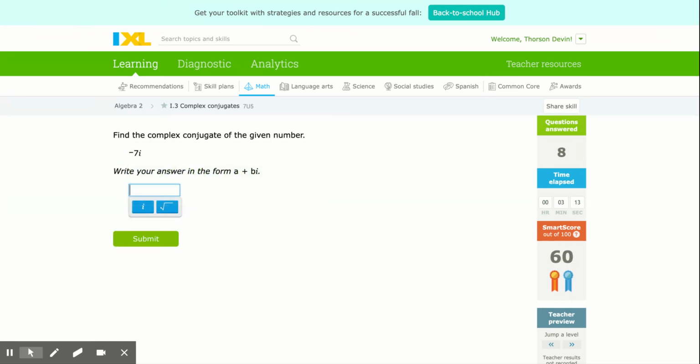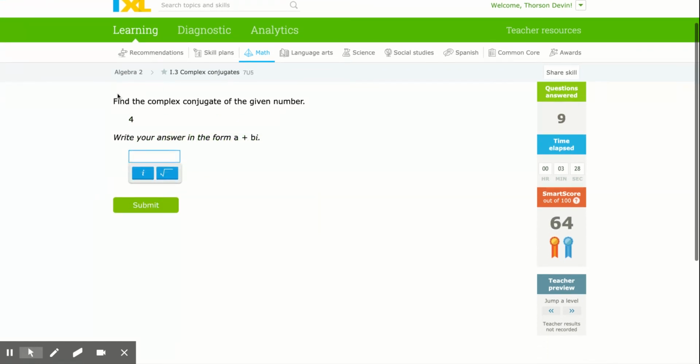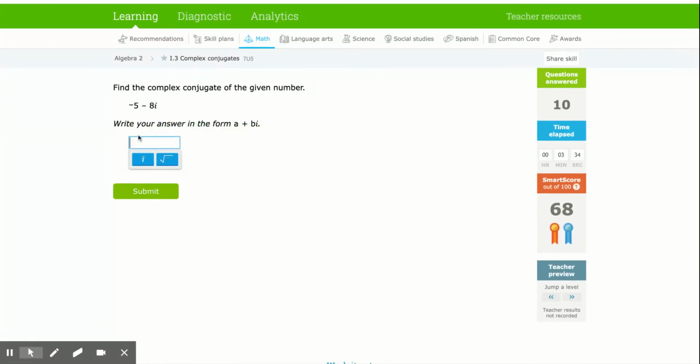Now, if there's not two terms, which term is it? Is it the i term, or is it the real part? If it's the i term, you have to change the sign. So this would be a 7i. I change the sign in front of it. But if it's just the real part like this one, you don't change the sign. It's just 4. You leave the real part alone. So again, you leave the real part as it is. You change the sign on the complex or imaginary part.